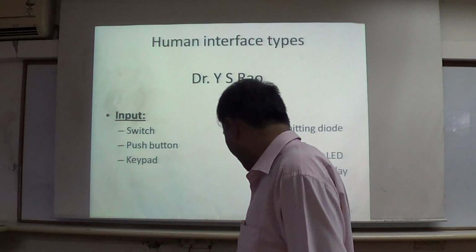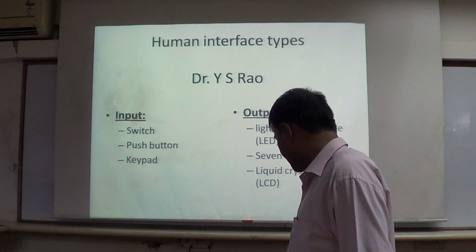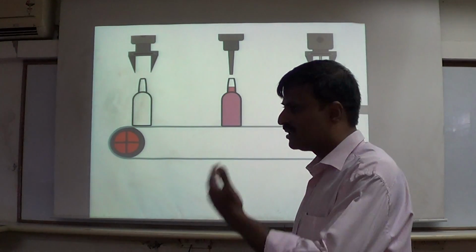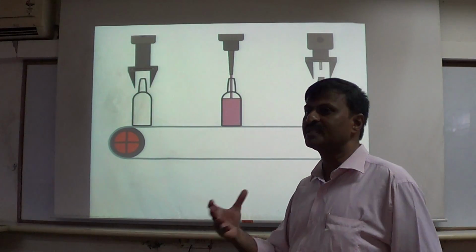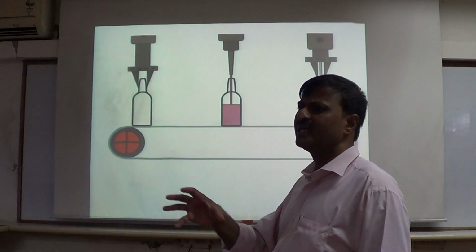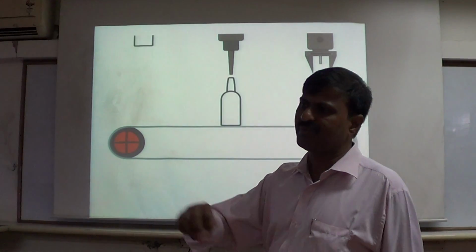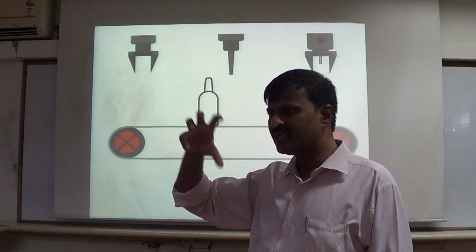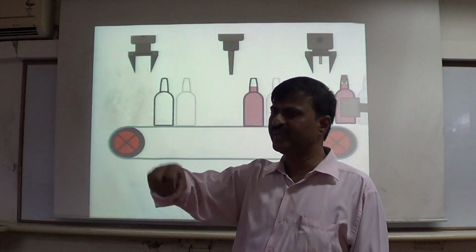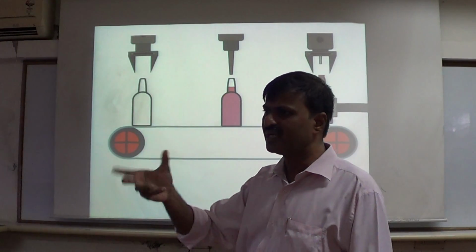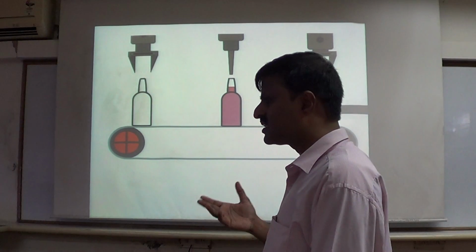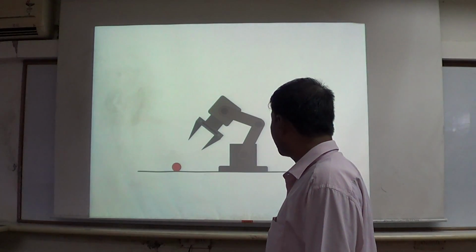Quickly about these, we see these things most frequently in industries where there will be a conveyor belt, and objects will be passing on the conveyor belt, and then some robotic arm will come and pick and place it, or pack it, or drill it, or paint it. These are the most frequently used applications.